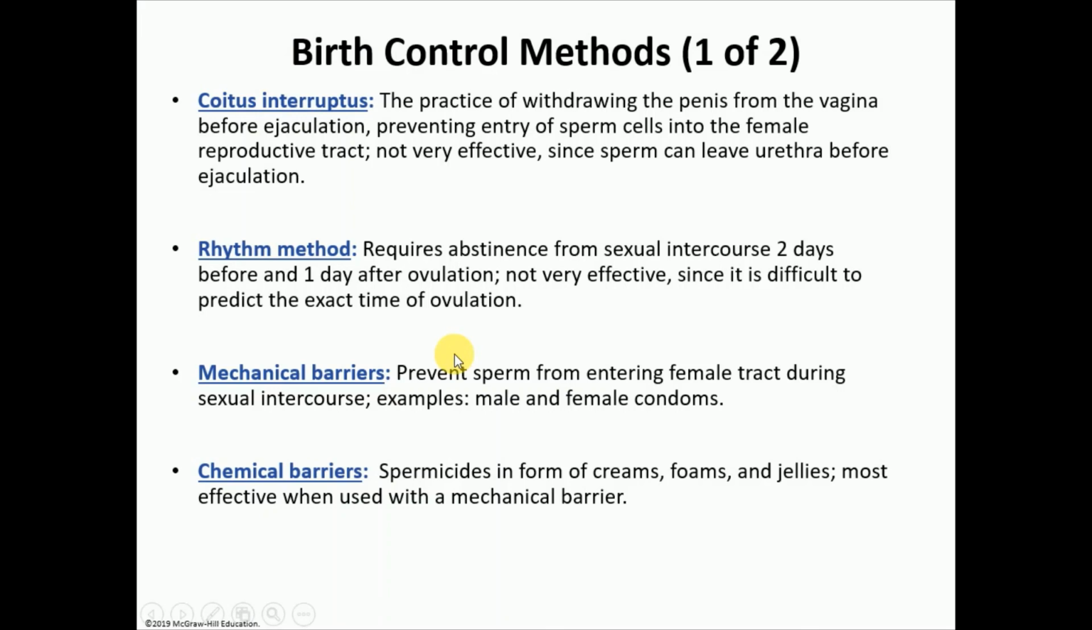Other methods are mechanical barriers and chemical barriers. With mechanical barriers, you're basically putting something in place to prevent the sperm from entering the female tract, for example, condoms. There's a chemical barrier as well, for example, spermicides. From the name, they are going to kill sperm. They come in the form of creams, foams, or jellies, and these are most effective when they are used together with a mechanical barrier.